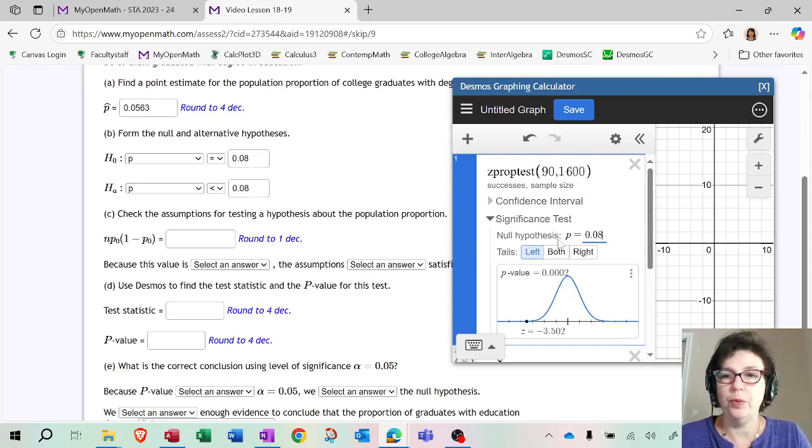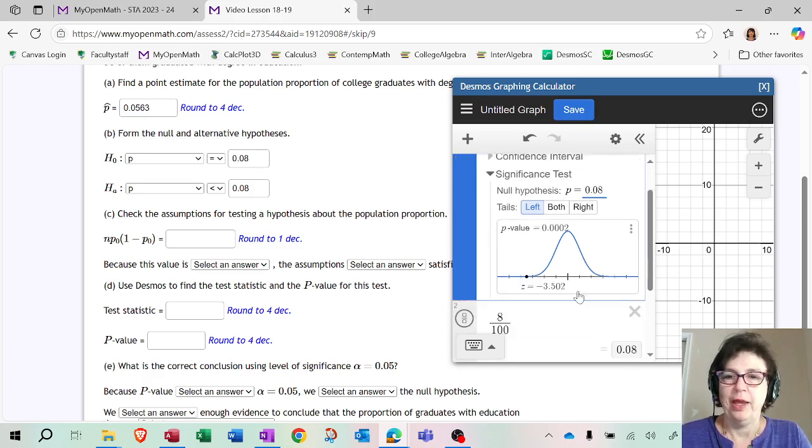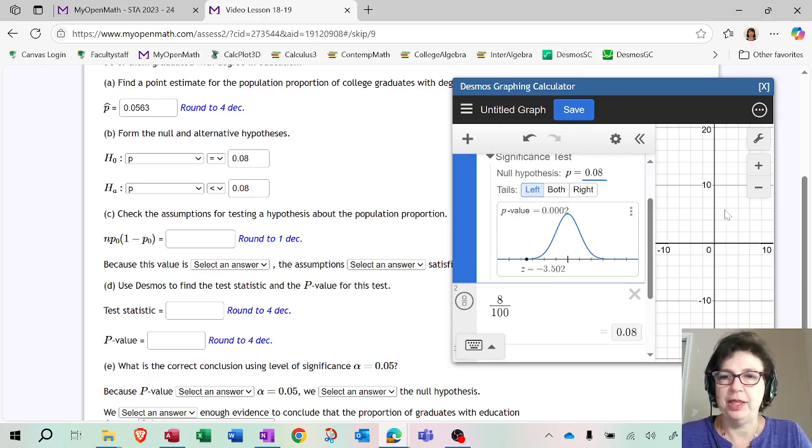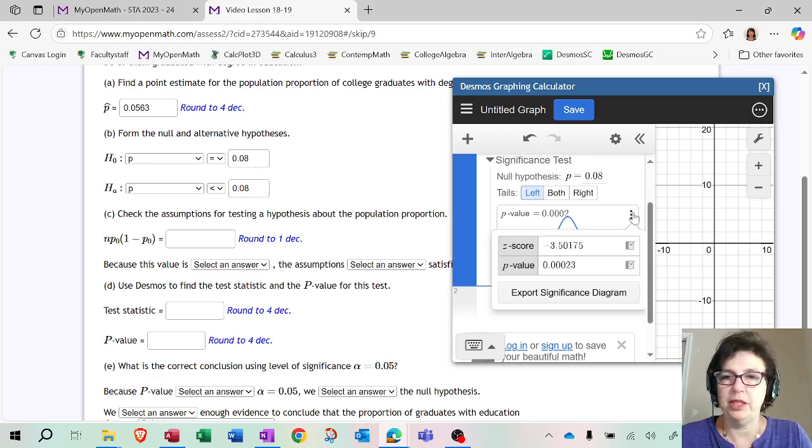And we are good to go, except we have to check assumptions. Okay. Before we do that, let's fill out the test statistic and the p-value. So I'm going to delete this. And they give me the p-value and the test statistic is on the graph. But if I need more decimals like 4, I can look at them if I click on the 3 dots. And I got negative 3.5018 for the test statistic.